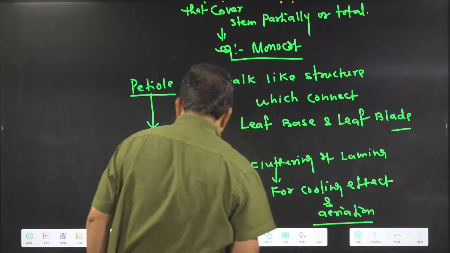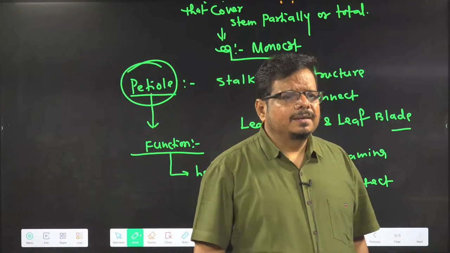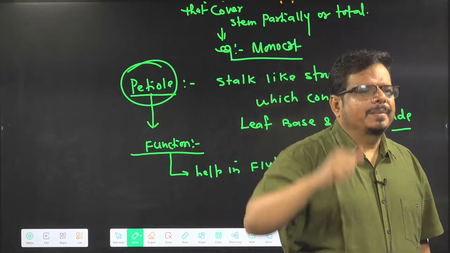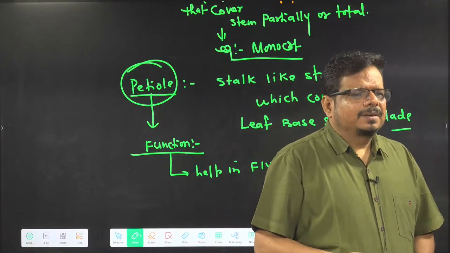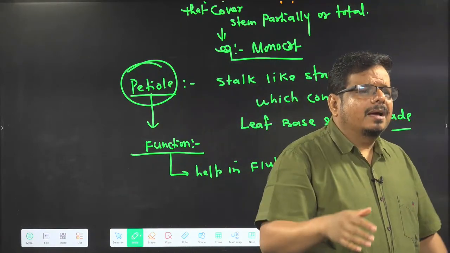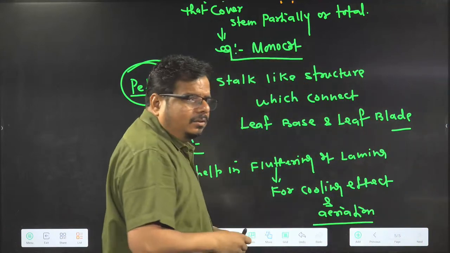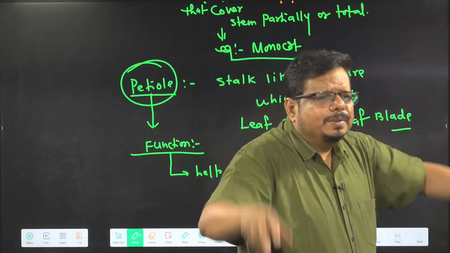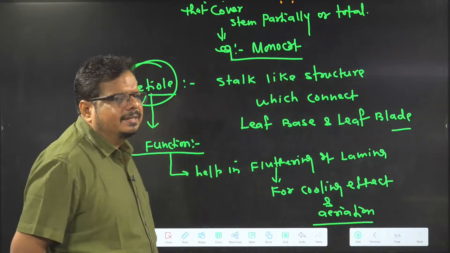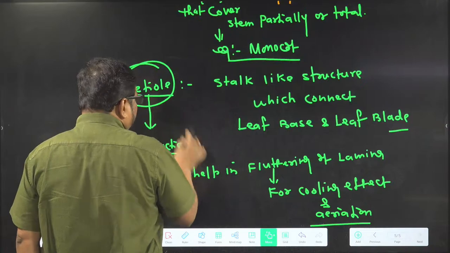Understanding the idea? So petiole is associated with fluttering of lamina. And of course, one student also wrote, it is exposing the lamina toward the light more, no? Because it is a stalk. So lamina gets well exposed with the help of petiole. Understanding the idea? So petiole is also over.